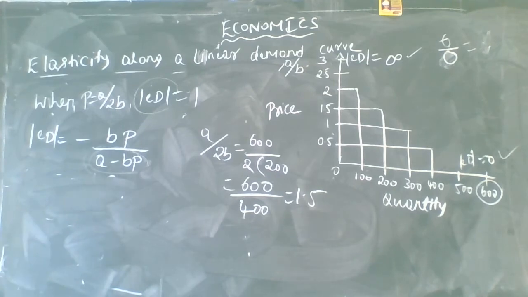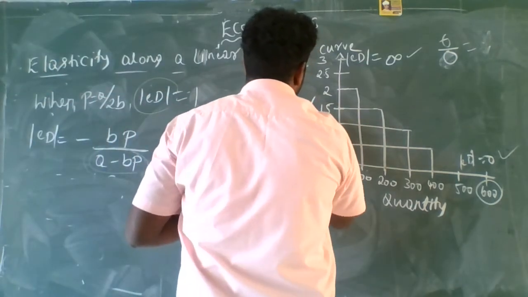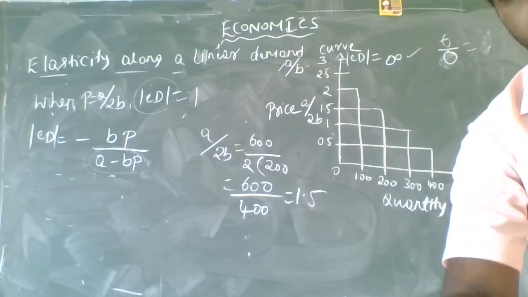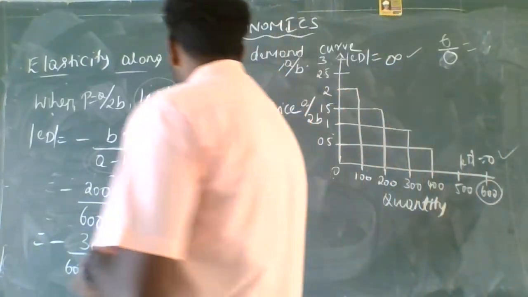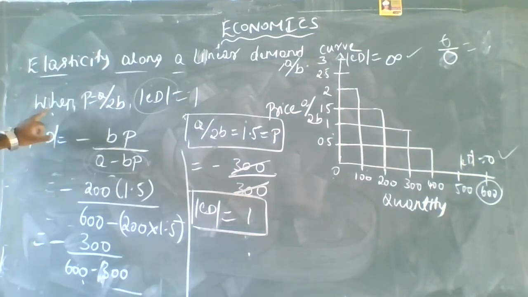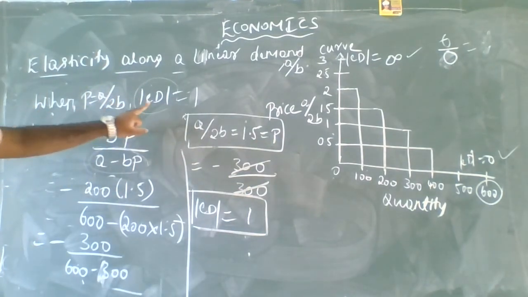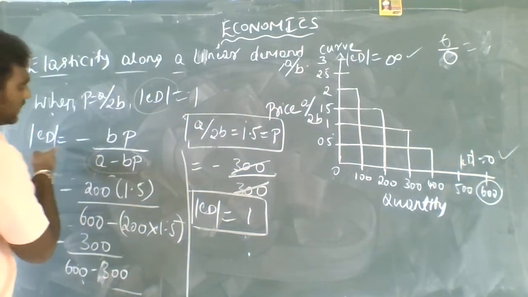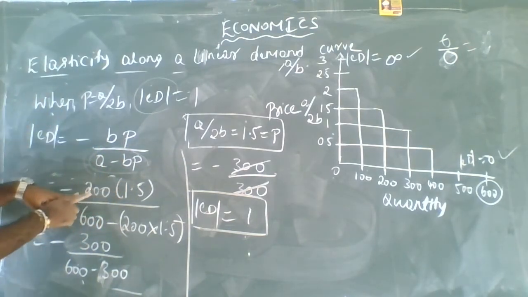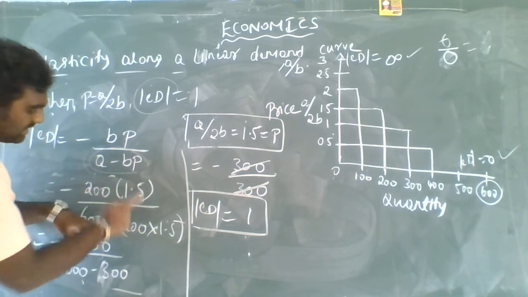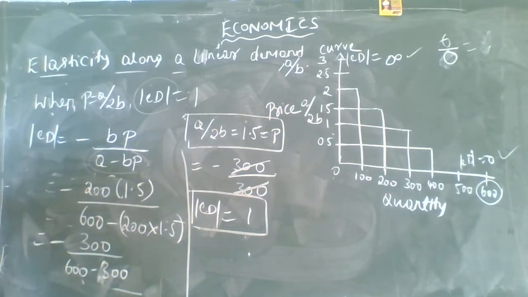Guys, please solve along with me. This point can be called A divided by 2B. So 1.5 is A divided by 2B, which is the price. When P equals A divided by 2B, the elasticity of demand should be 1. I took again the equation of elasticity of demand, minus Bp divided by A minus Bp. B is 200, price is 1.5, divided by A is 600 minus B, 200, into price 1.5.